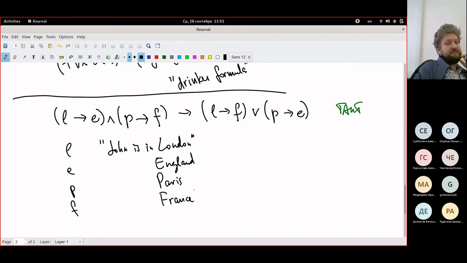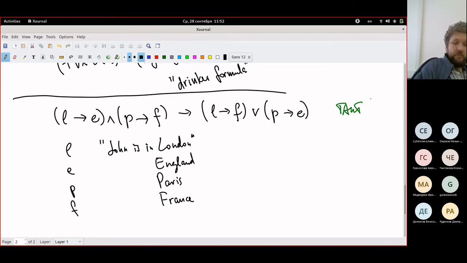So now the premises are true. If I'm in London, I'm in England. If I'm in Paris, then I'm in France. But what does the conclusion say? If I'm in London, then I'm in France. Or if I'm in Paris, then I'm in England. Both of them are, of course, false. And therefore, the conclusion is false. Right? Yeah. So it fails. In the natural understanding, it fails.